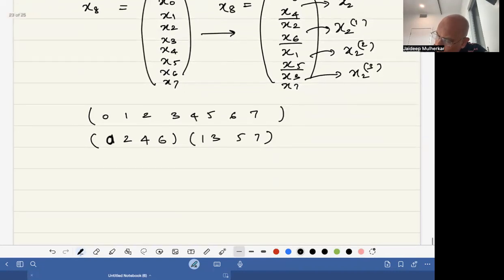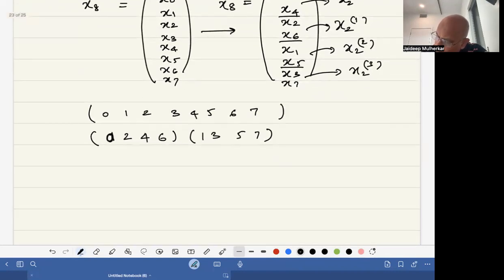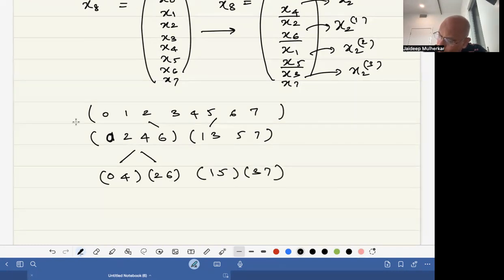And within this, so this is the first. And then within this, you again do an even and odd shuffle. So this is 0, 4, 2, 6, and this is 1, 5, 3, 7. So this is the permutation of the original. Before you start working backwards, you have to do the permutation, which is known as the perfect shuffle. So this is a perfect shuffle.